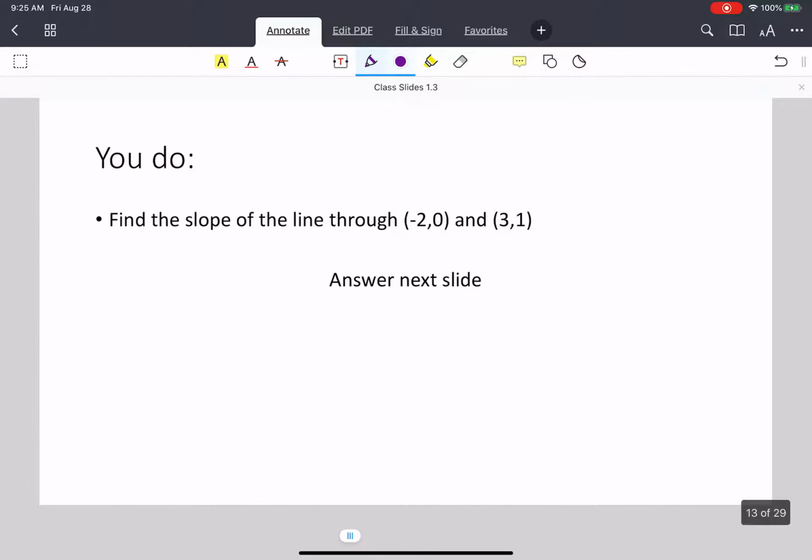All right, so for the next example, I want you to pause the video for a couple of minutes and try to find the slope of the line passing through (-2, 0) and (3, 1). So you try this and then continue watching the video.